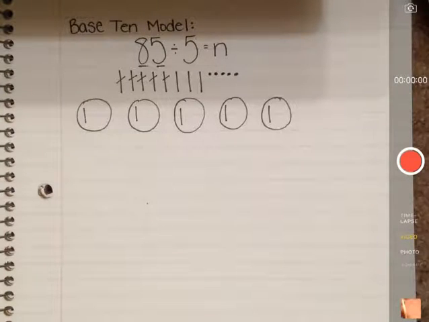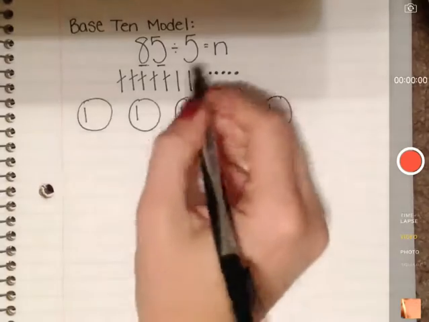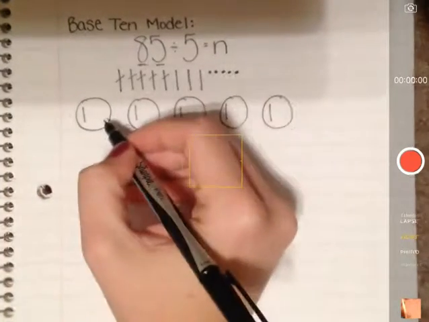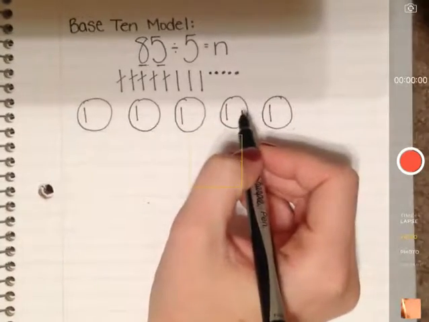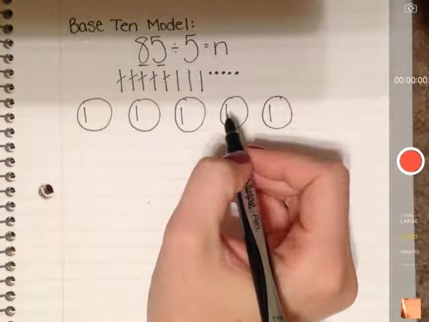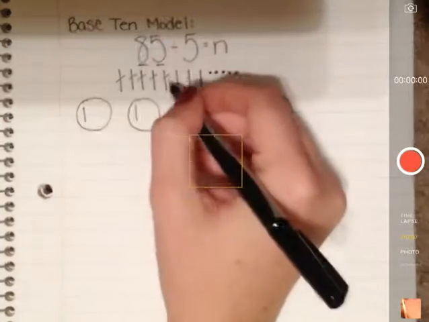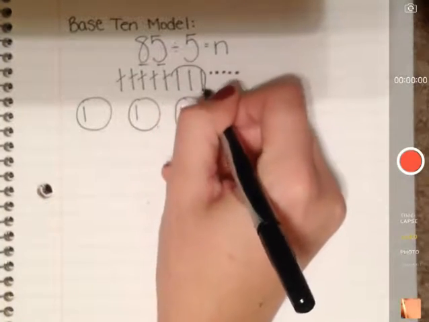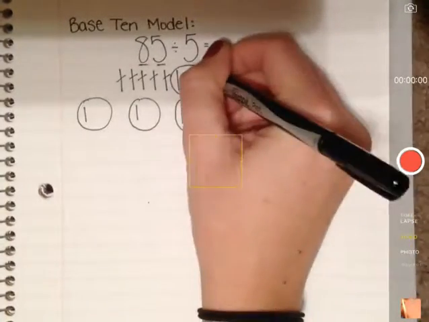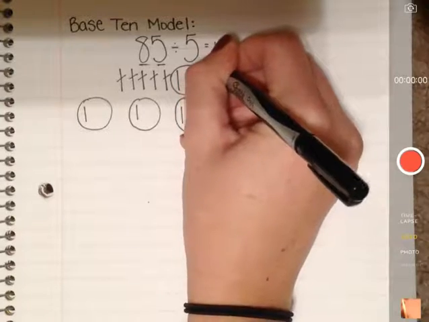sticks left over. Well, 3 10 sticks is not quite enough to distribute equally into 5 groups. So I have to think about what my next step's going to be. I can't take these 3 sticks and split them equally into 5 groups, but I can take those 3 10 sticks and regroup them into ones. So I'm going to take these 3 10 sticks and they're going to become regrouped into ones.